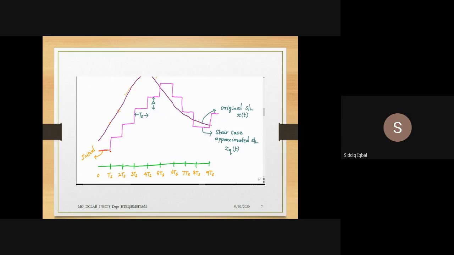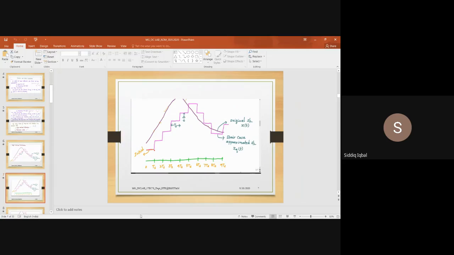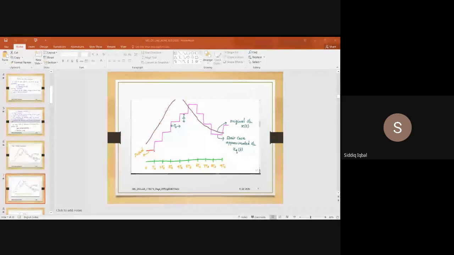So there is a question in chat. What is that? Student, post the question. Are we changing the delta value? Yeah, I said both delta and the sampling frequency need to be increased.